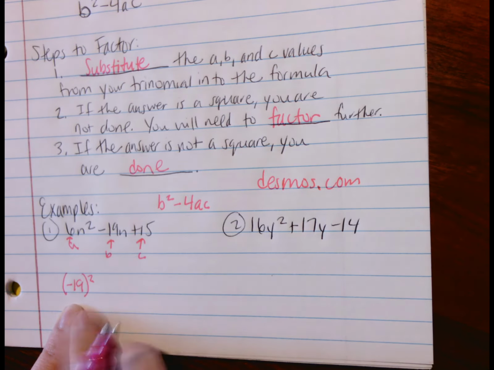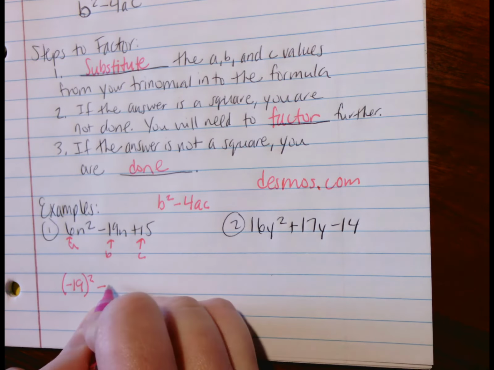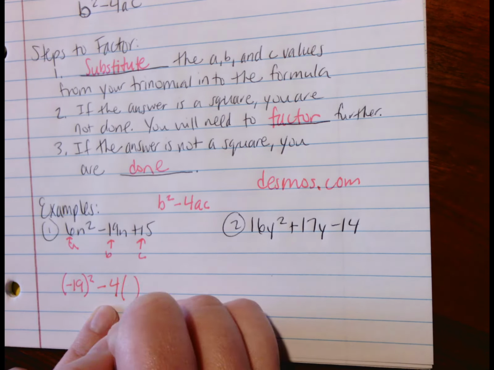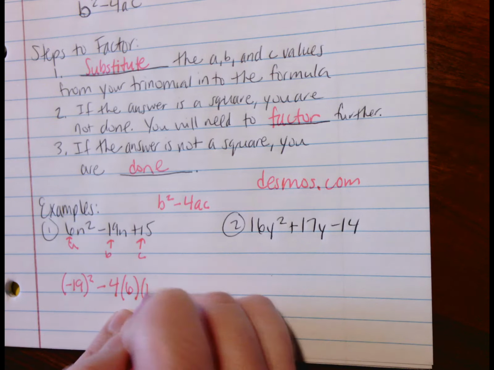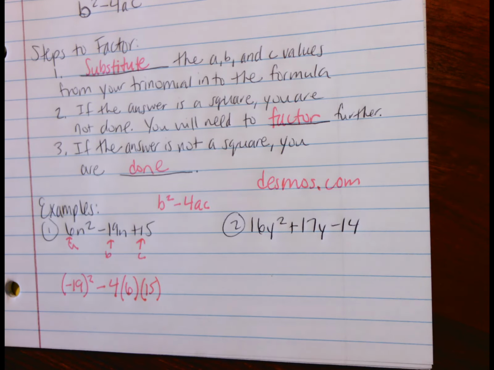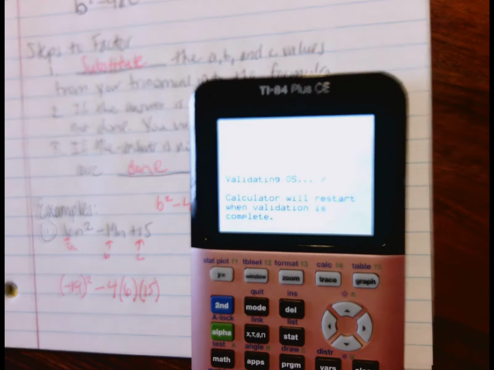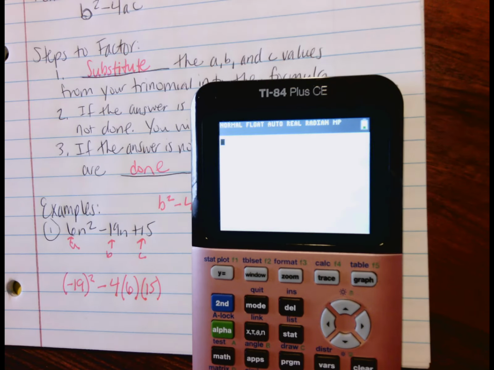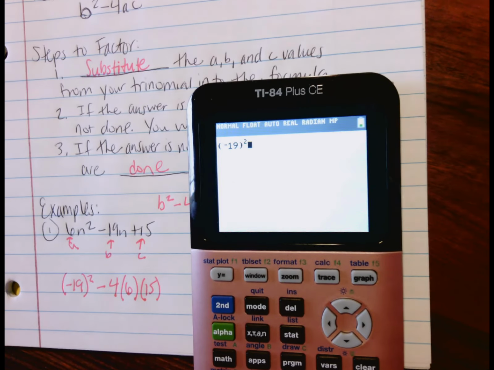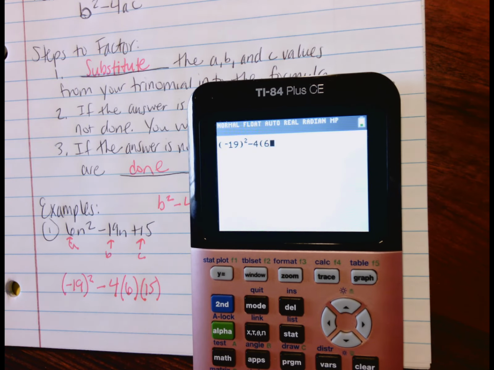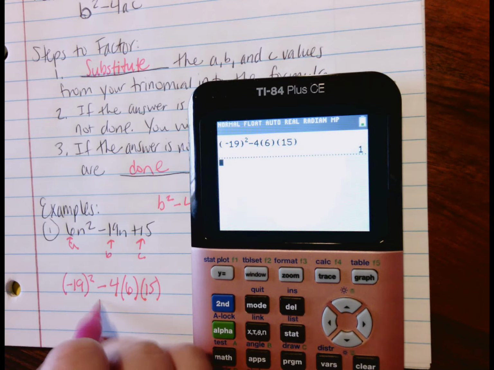If you need a graphing calculator at home and you don't have one, use desmos.com. It's a free scientific calculator. All right, back to what we're doing. We have b squared minus 4 multiplied by a, which here is 6, and then multiplied by c, which here is 15. All we're going to do is plug this into our calculator. In parentheses negative 19, close the parentheses and square it, minus 4 multiplied by 6 multiplied by 15. We are going to get an answer of 1.